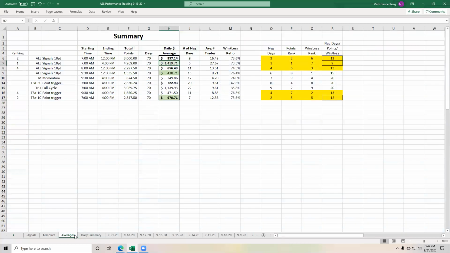So I'm going to finish with the averages in that category of all signals 9:30 to noon. On a daily basis for the last 70 days, we're averaging $438.71 a day per contract. On a daily basis in the 7 to 4 trend bias only, we're averaging $670.71 a day per contract. And in the optimum category, which is 7 to 4 trading all signals for the last 70 days, we're averaging $1,419.71 a day.